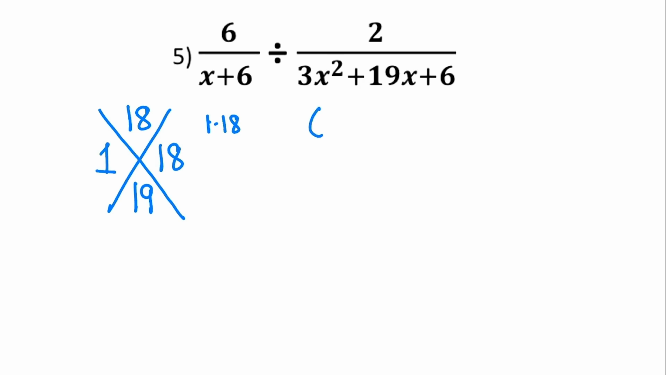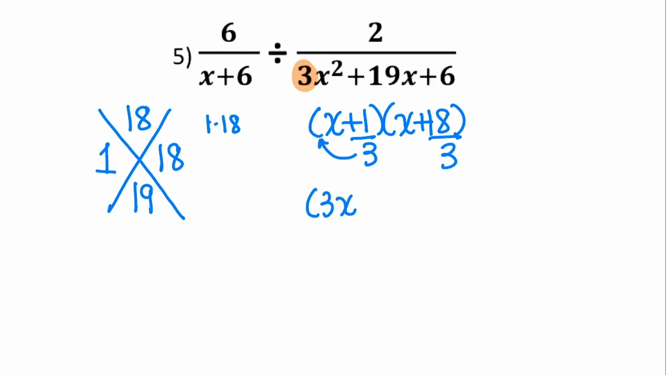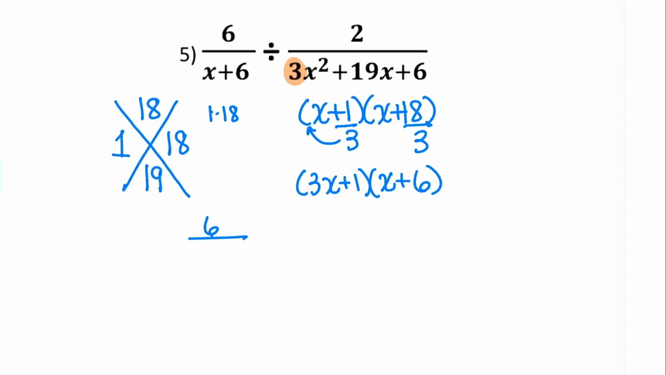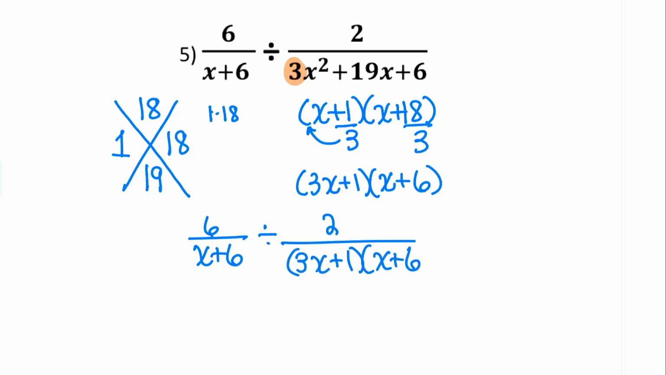So what we're going to do is write our factors using the numbers that we just got, and then we're going to divide by 3. Neither of these, oh, just kidding. 18 does divide by 3, so that's going to be 6. But this one does not, so we're going to write that 3 in front of our x. So this is our new denominator. Let's go ahead and rewrite this. We have 6 over x plus 6 divided by 2 over 3x plus 1 and x plus 6.